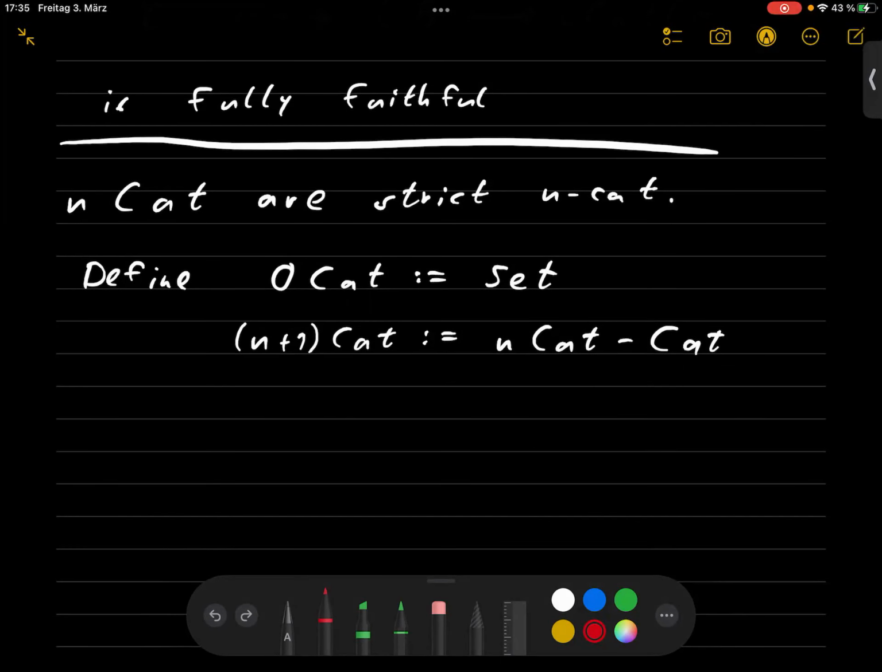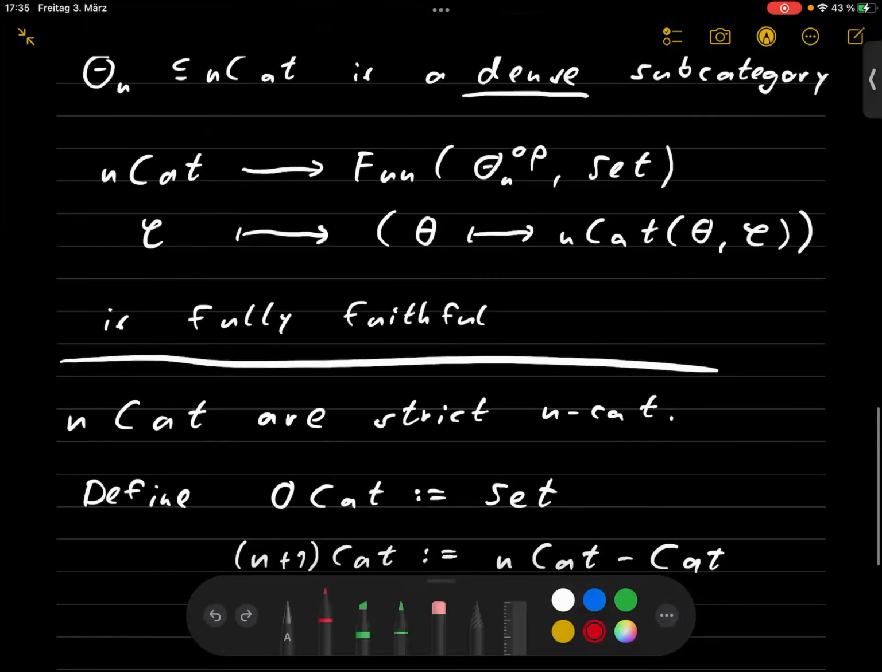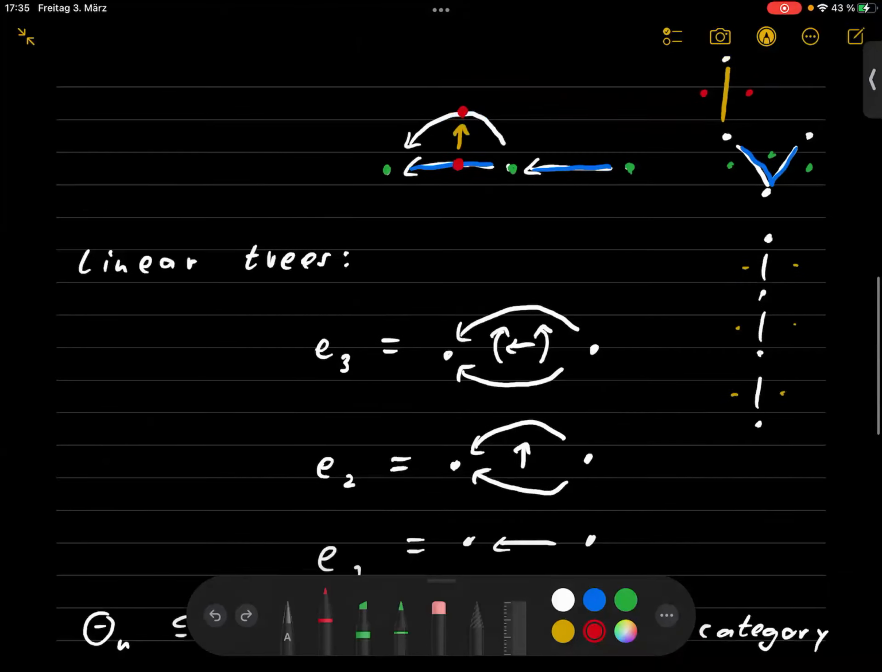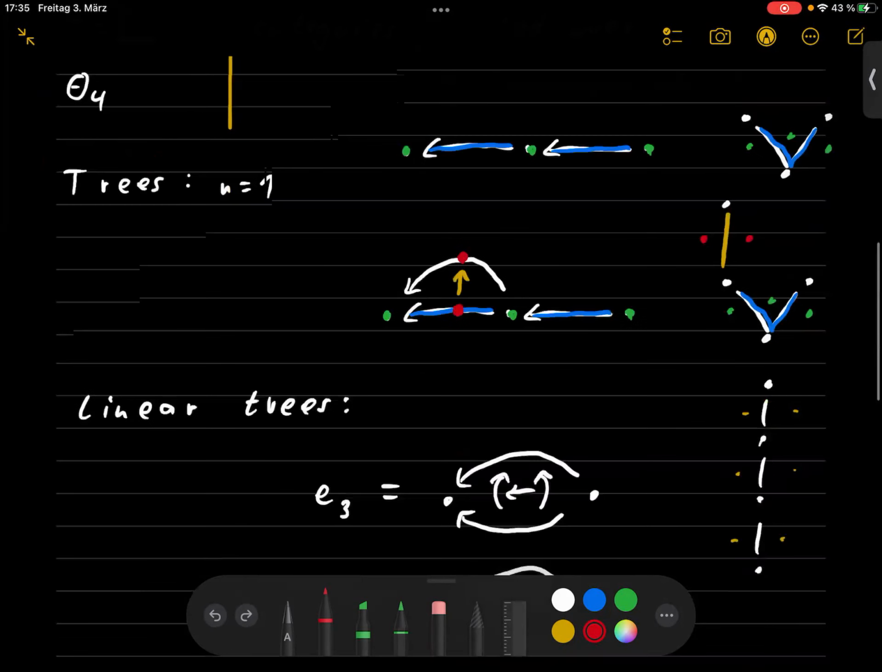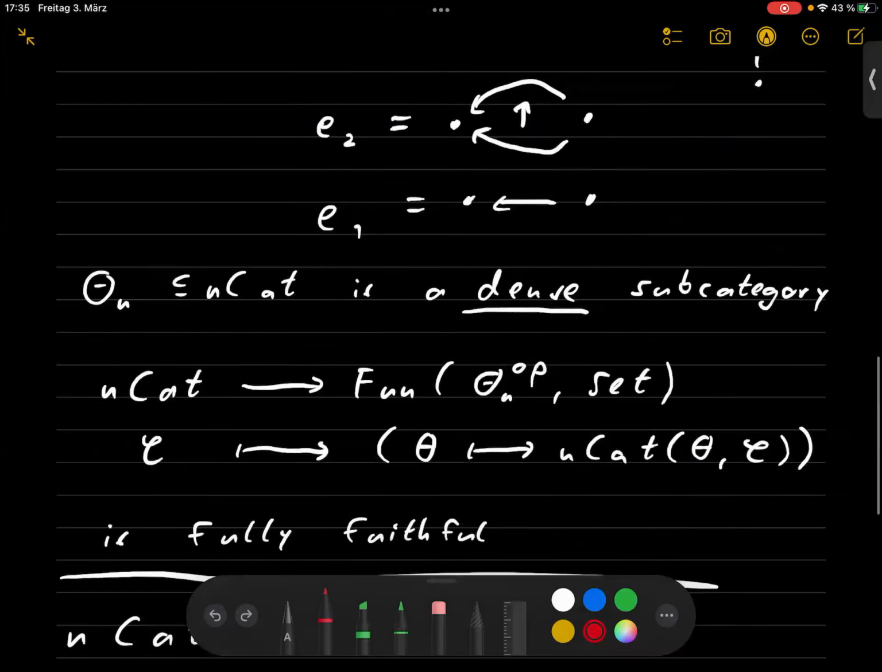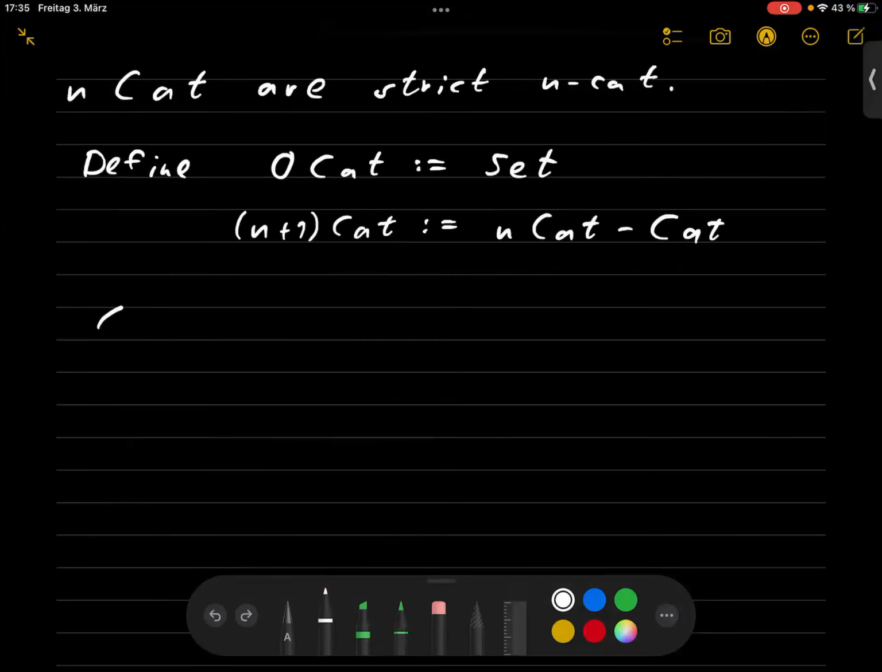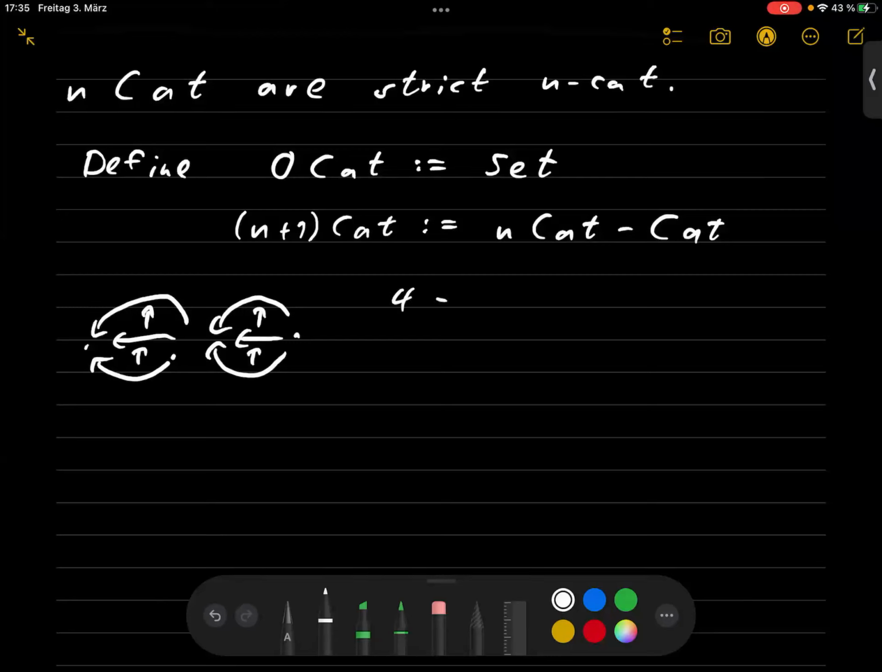Now, what about coherence conditions? Yes, there are coherence conditions. There are things like the interchange law, which must hold in n categories. For example, when you have this situation, then there are different ways how to compose these four morphisms, these four two-morphisms. There are four drawn two-morphisms now.